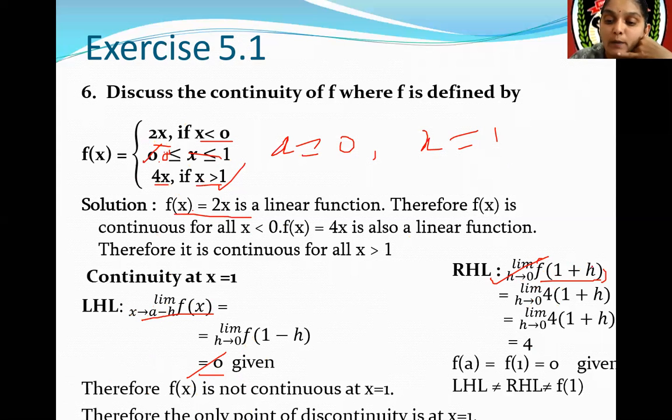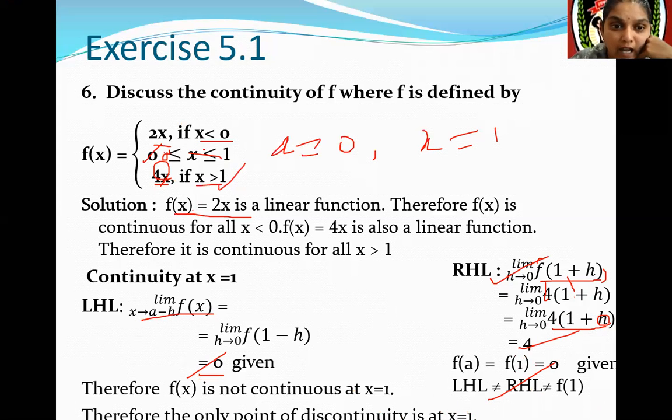Now, h is very small. When x exceeds 1, how is the function defined? It is defined as 4x. What is x here? 1 plus h. So 4 into 1 plus h. What is h? H is infinitesimal, it is 0. So 4. I have got: left hand limit is 0 and right hand limit is 4, meaning left hand limit is not equal to right hand limit. Therefore, x equal to 1 is the point of discontinuity.